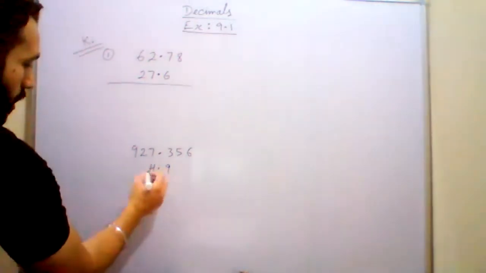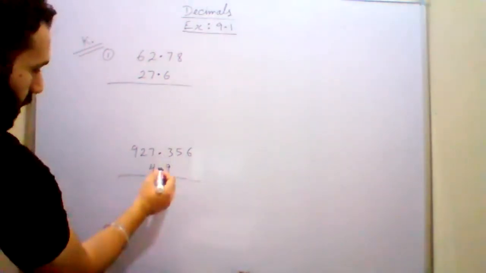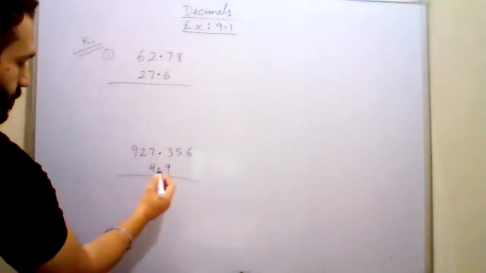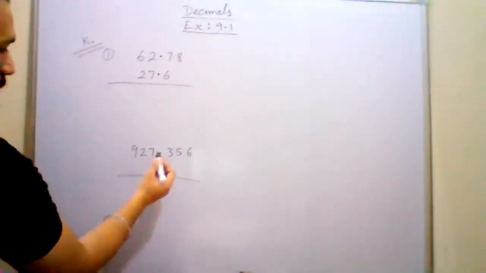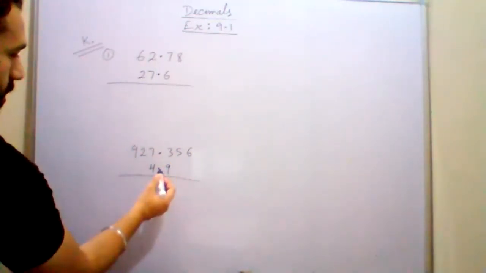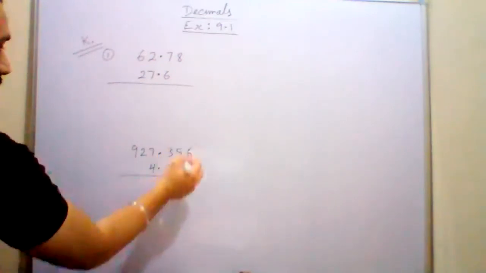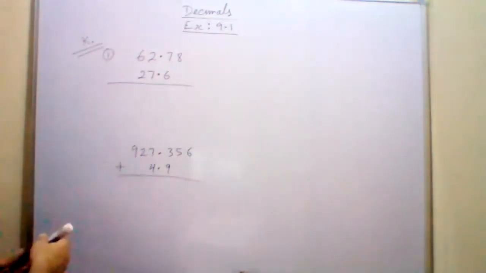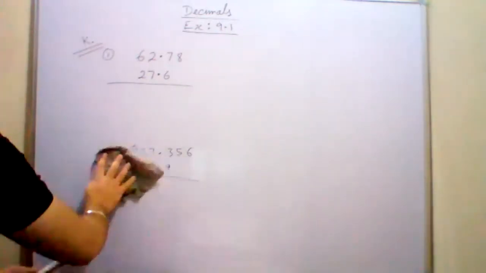So see how I have written this. Decimal under decimal, and then 4 and 9 like this. Decimal should come under decimal like this. And now you can add the numbers. Okay, so this is how you have to add these numbers. Yes.